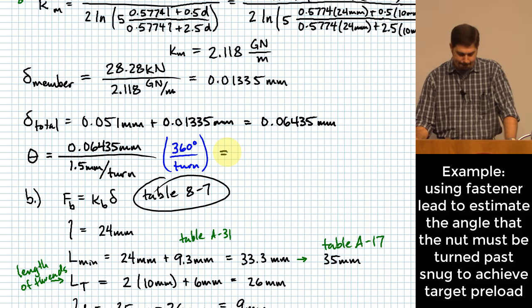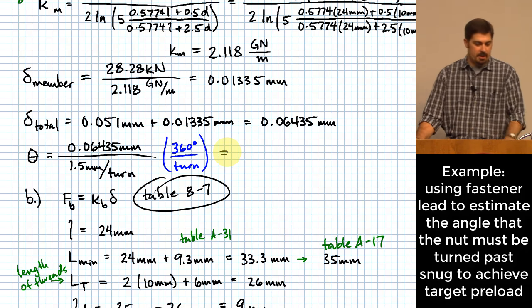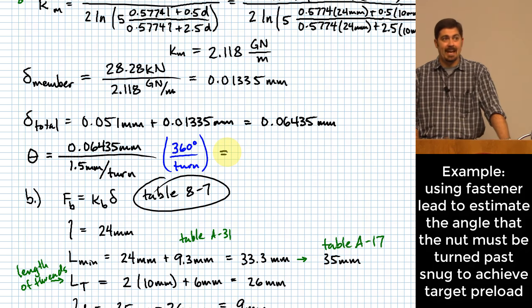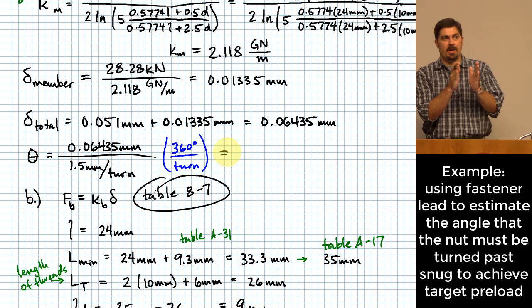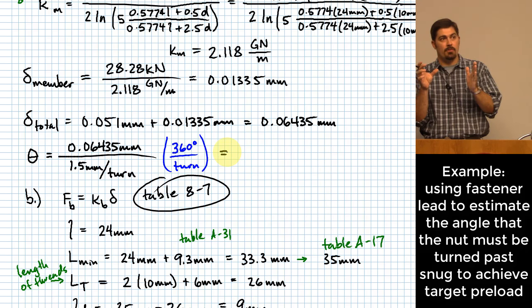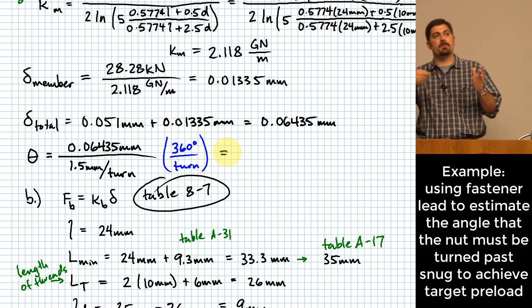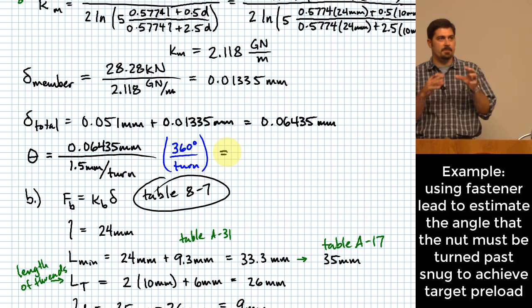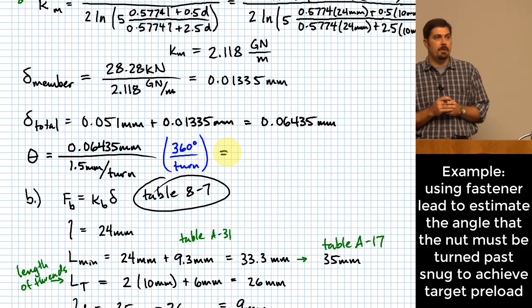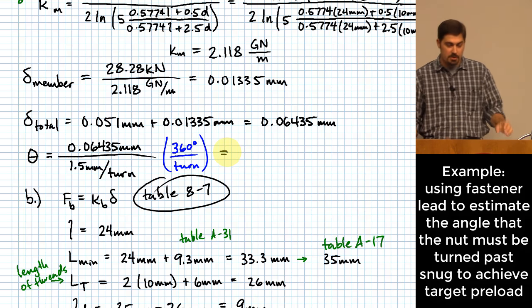Yeah? Would the deformation of the member be negative? Okay, this is a common question that comes up. The question was, would the deformation of the member be negative? And the answer to that is no, because even though it is compressing, by compressing, that decreases the amount of elongation of the bolt, right? So in order to overcome that, you need to turn the nut more to get up to the level of elongation that you want, right? So I know that that feels a little counterintuitive a lot of times, but yes, you do add these together because you need to overcome the deformation of both the bolt and the member in order to get the amount of deformation that you want in the bolt.